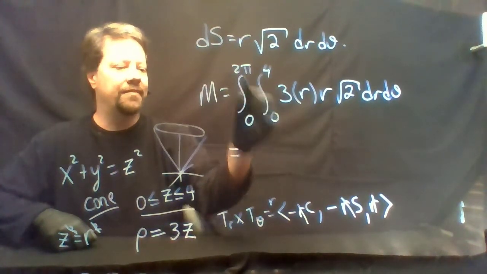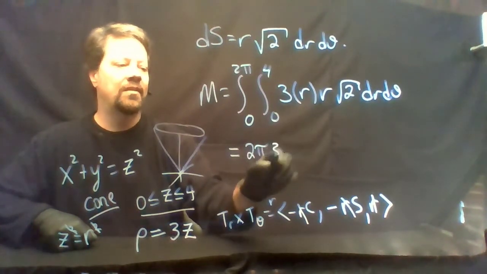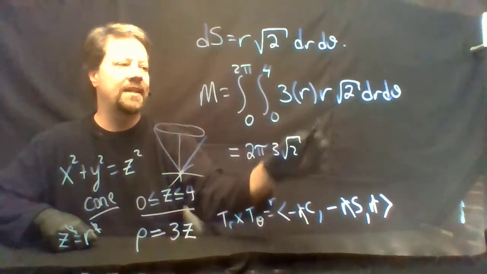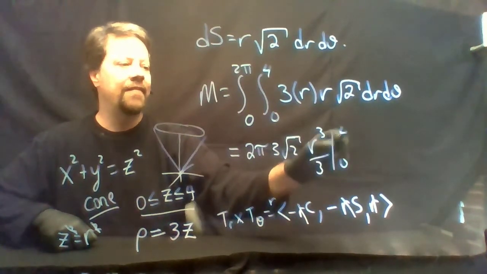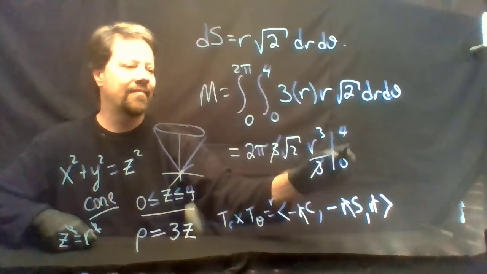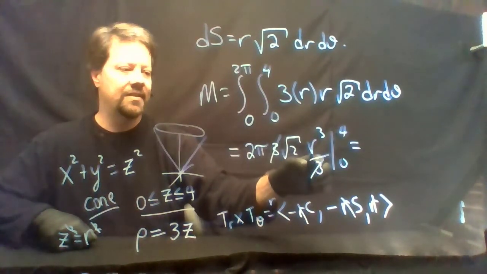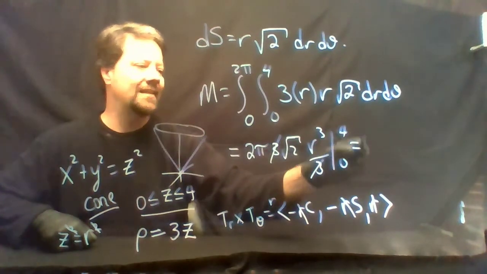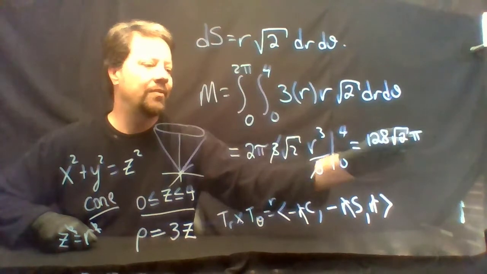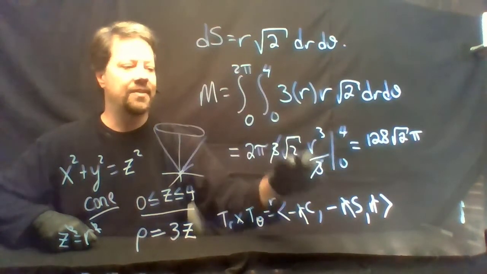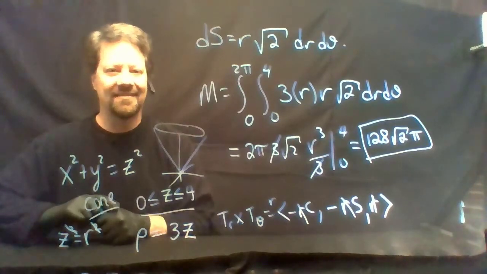We get 2 pi for free. The 3 root 2 comes out. We have r squared. That gives us r cubed over 3, evaluated from 0 to 4. 4 cubed is 64 times 2 is 128. 128 root 2 pi minus 0, and that is the total mass.